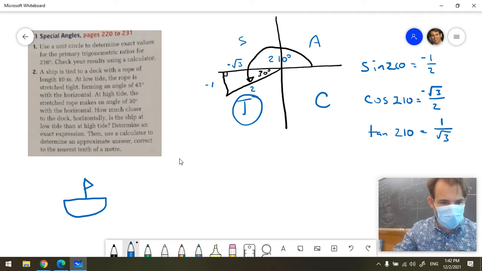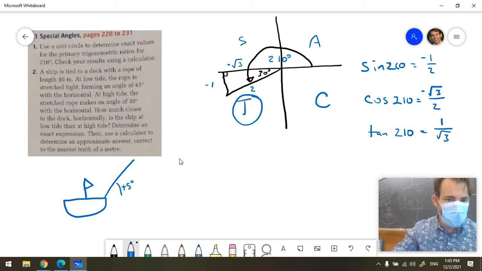And we have a rope length of 10 meters. The rope is stretched tight, forming an angle of 45 degrees with the horizontal at low tide, okay? So this is my low tide boat. This is angle 45 degrees. And this is 10 meters. And then at high tide, the stretched rope makes an angle of 30 degrees. Okay, so I could do that in another color here. I'm going to have to go through my 45 there, but that's 30 degrees. And that's also 10.